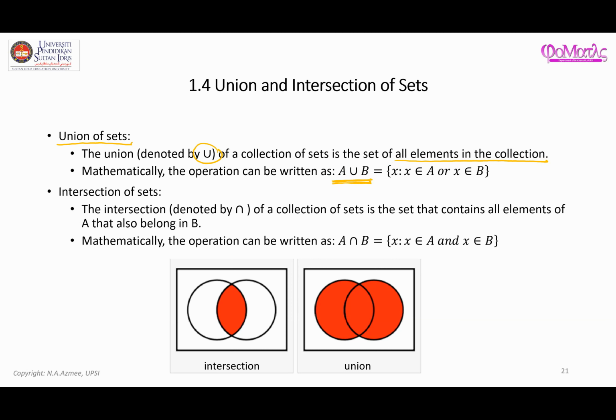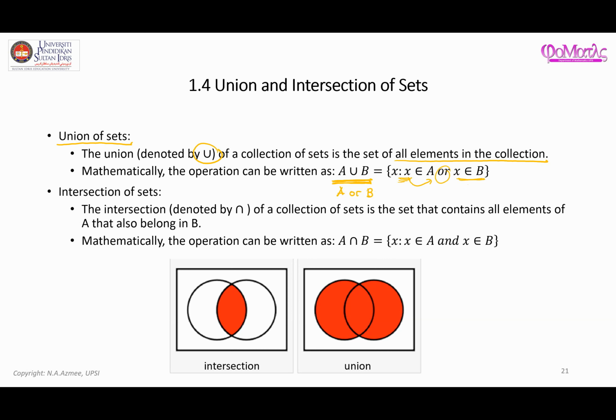And it says here that we are going to consider the elements of X, where X is either an element inside set A or an element inside set B. And so, another way of representing the union of sets is A or B. So that's the idea of union of sets.